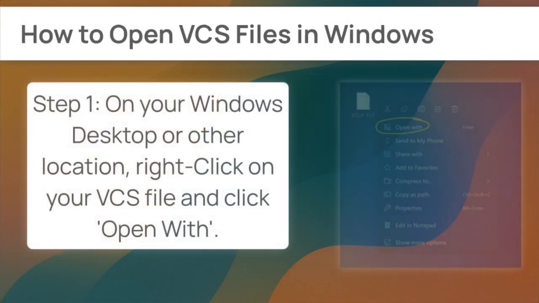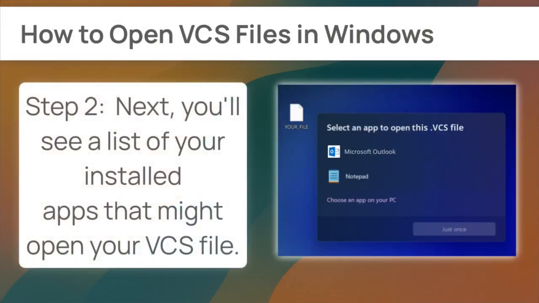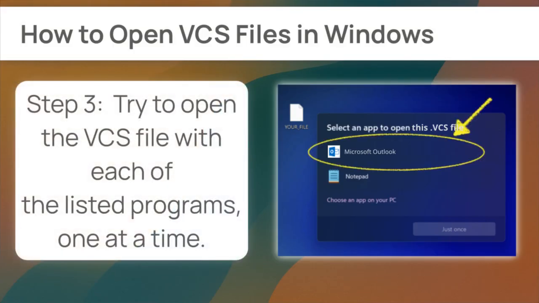To force the file open, right-click your VCS file and select Open With. If Microsoft Outlook is an option, test it. If it's not available, choose another program. We are trying to find the specific compatibility bridge.